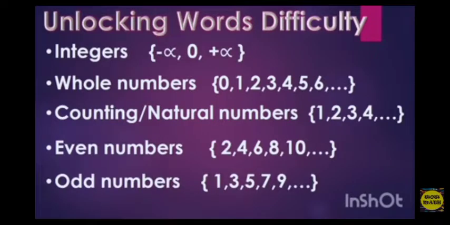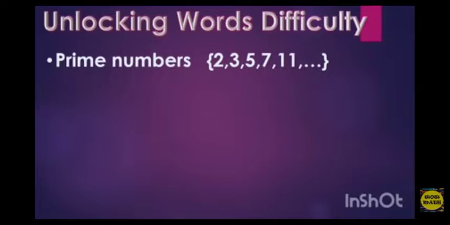We also have even numbers and odd numbers. When we say even numbers, these numbers are divisible by 2. And when we say odd numbers, it's the opposite of even numbers, so it is not divisible by 2. We also have prime numbers. When we say prime numbers, these are numbers that are only divisible by 1 and itself, just like 2, 3, 5, 7, 11, 13, and so on.